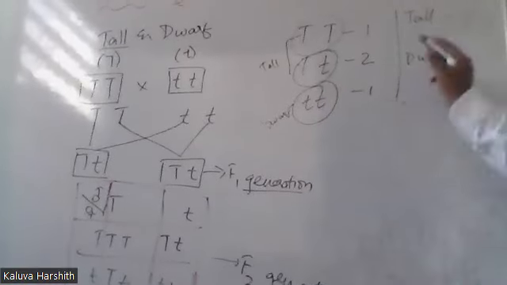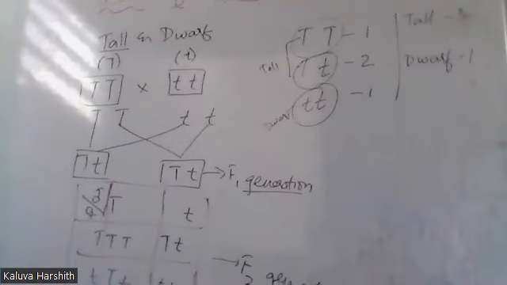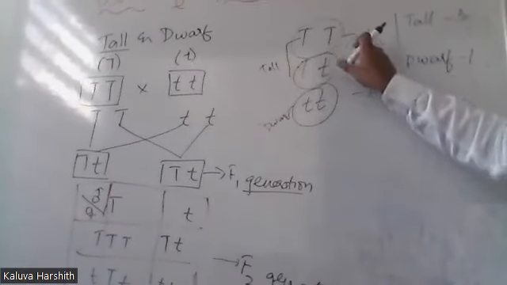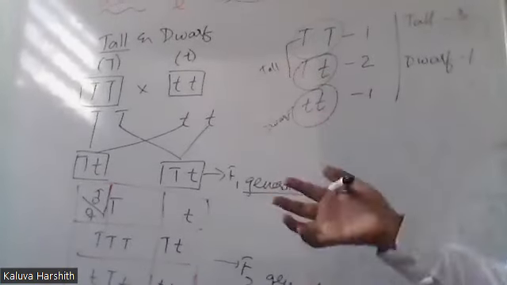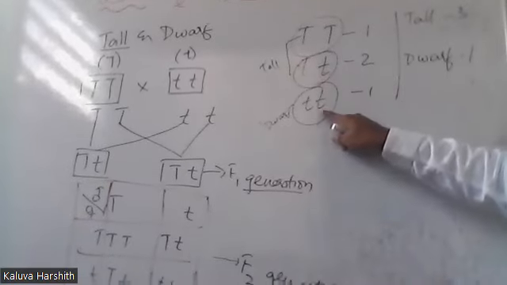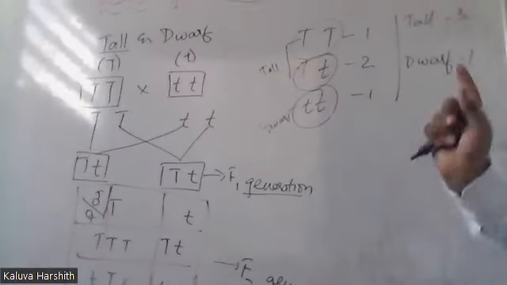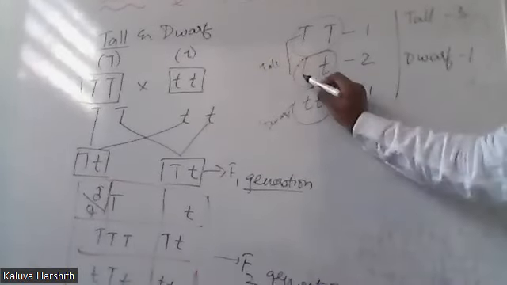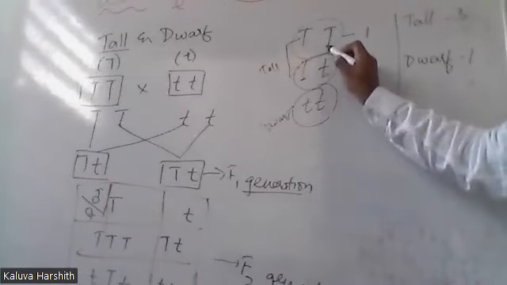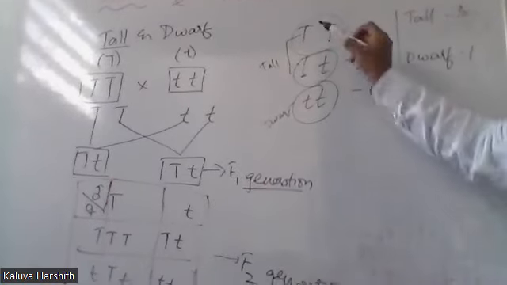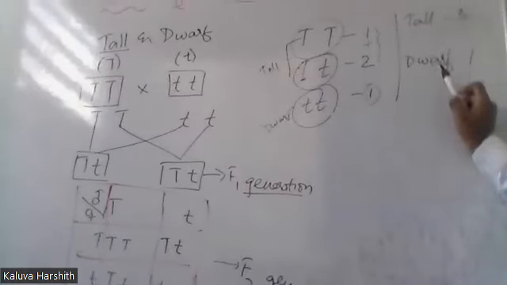Very clear. So how many are tall? 2 plus 1, 3. Dwarf is 1. Once again, I'm explaining. One is purely tall, capital T capital T. Two are a combination of capital T and small t. And one is small t small t. Genotypically, all are not the same, but phenotypically, due to the presence of capital T dominating small t, even this is considered tall. So 2 plus 1, 3 talls, 1 dwarf.